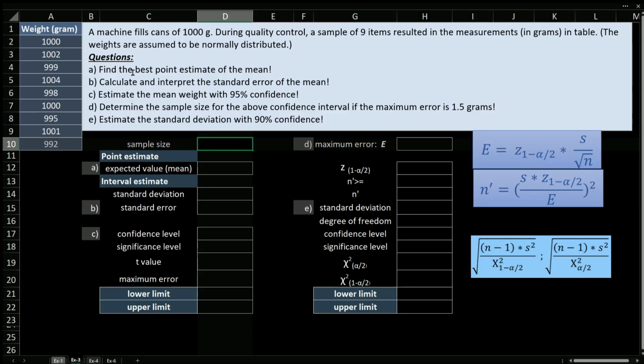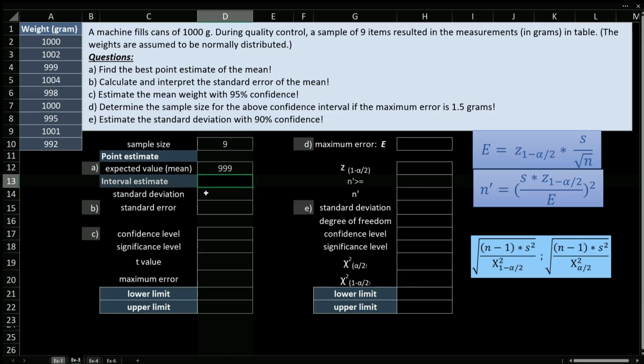Part A, find the point estimate of the mean. Sample size is given 9. Point estimate for mean is the average for sample, which is 999 grams.